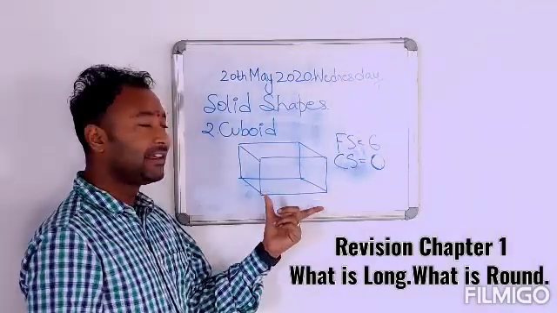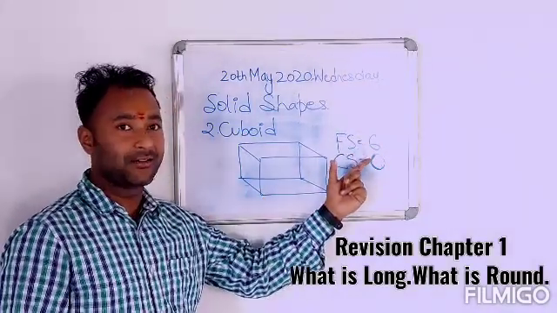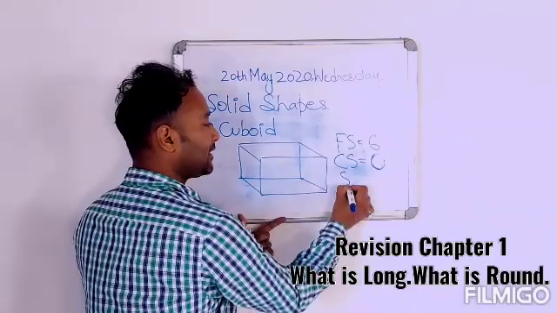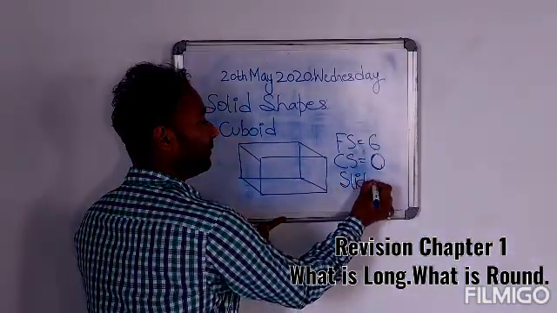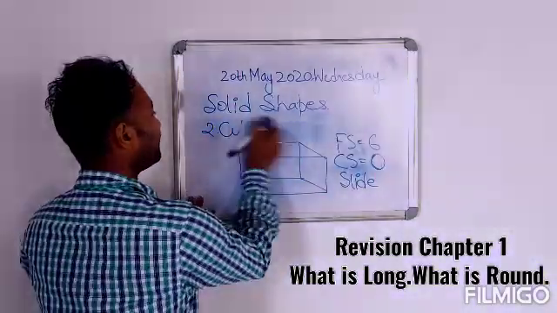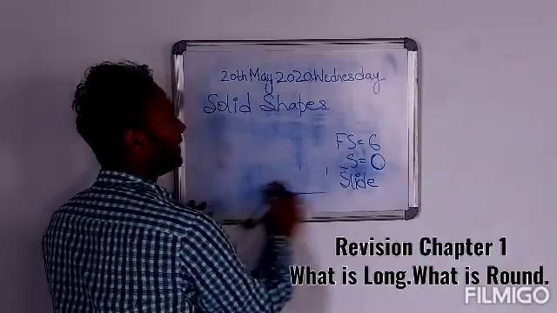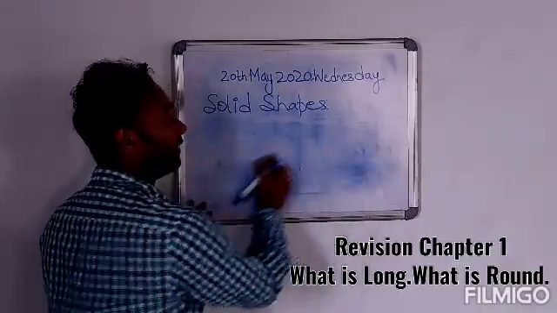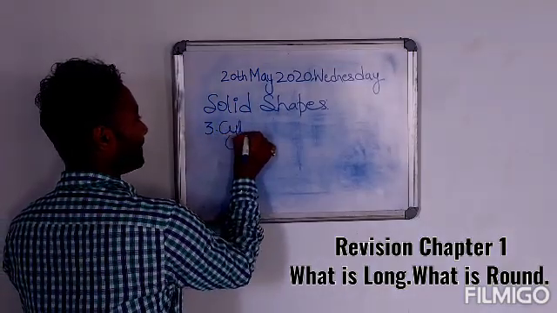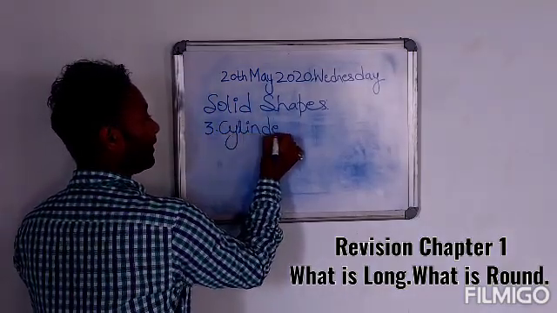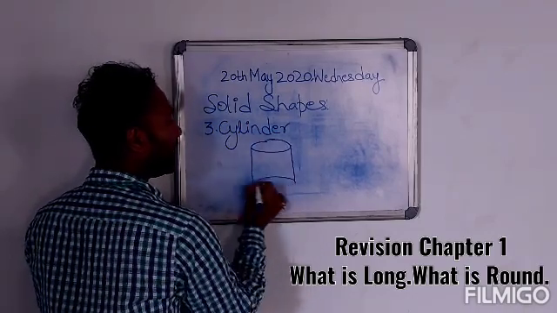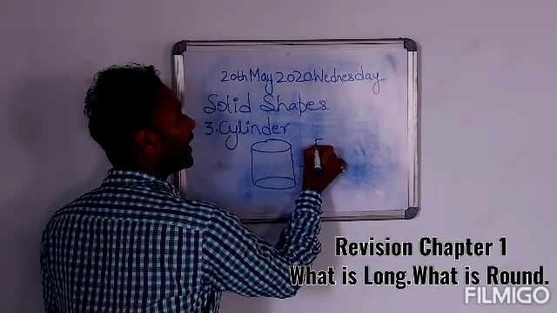Now, since the shape has flat surfaces, can it slide or roll? Very good. This will slide. Very good. Now, let's come to the next shape, and that is cylinder. Now, you will answer. Cylinder. Can you please tell me how many flat surfaces are there?